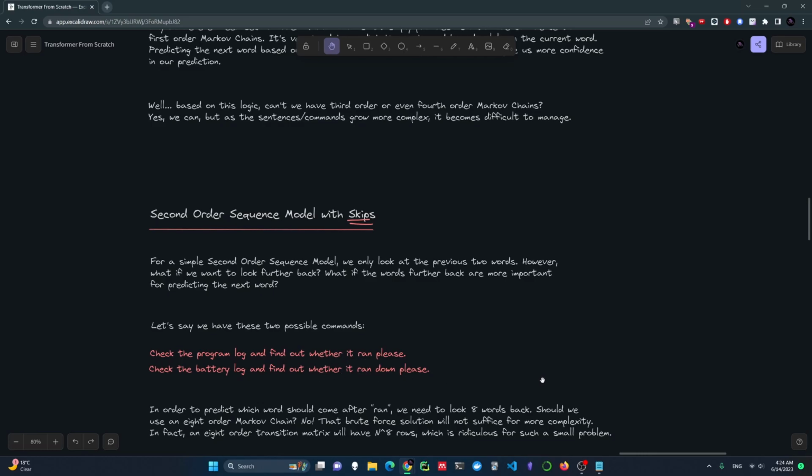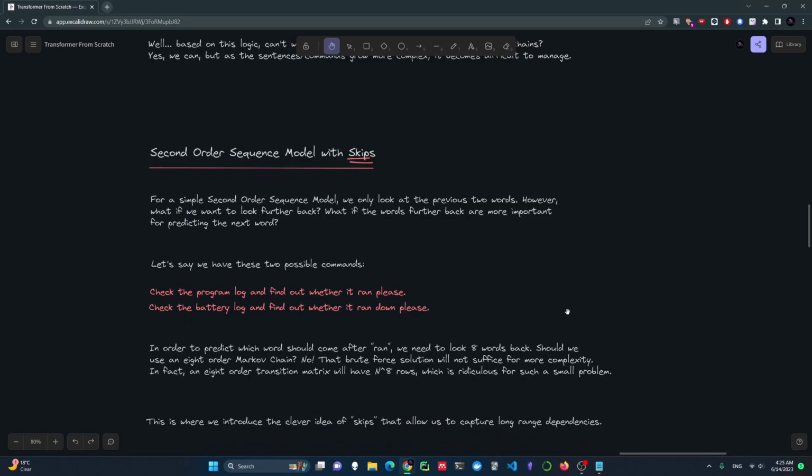Should we use an 8th order Markov chain? No, that brute force solution will not suffice for more complexity. In fact, an 8th order transition matrix will have n to the 8th rows, which is ridiculous for such a small problem, right? So this is where we introduce the clever idea of skips that allow us to capture long-range dependencies. And if you're wondering what n is in this case, it's the vocabulary size, the number of distinct words we have in our commands.